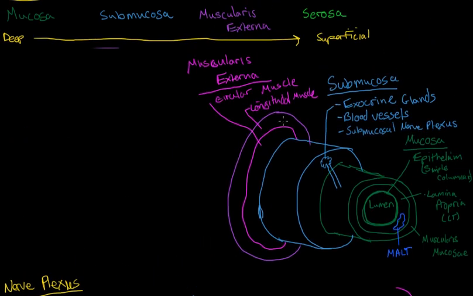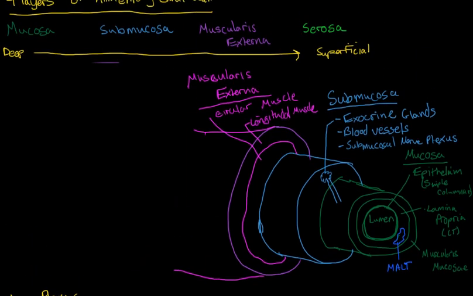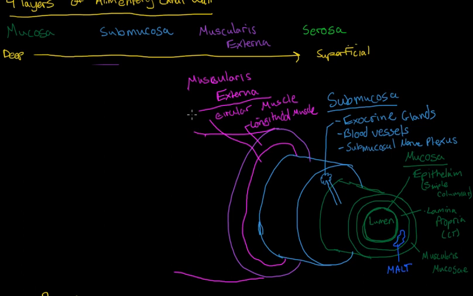Moving on to the next layer. So draw these back. Next and final layer in our list here is the serosa. The serosa. And this is going to actually be a serous membrane. This is going to be part of the visceral peritoneum. Visceral peritoneum.